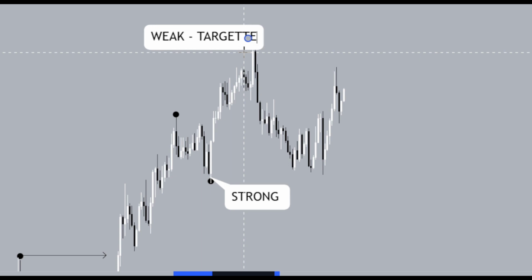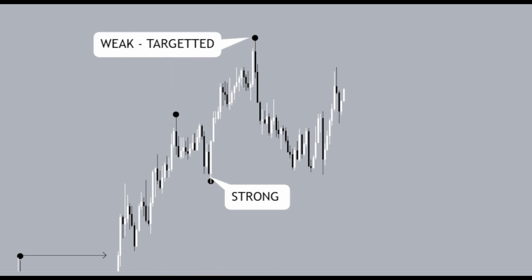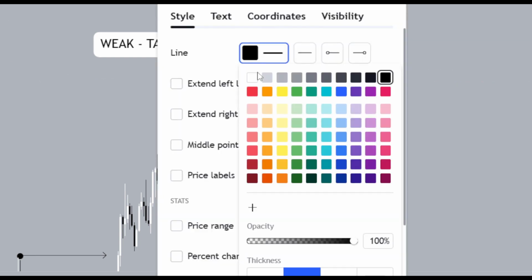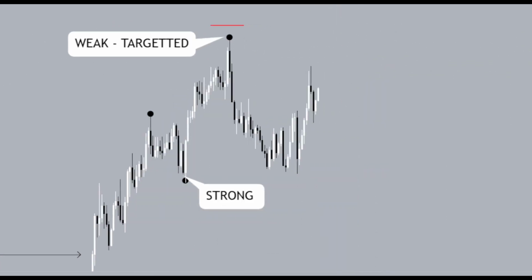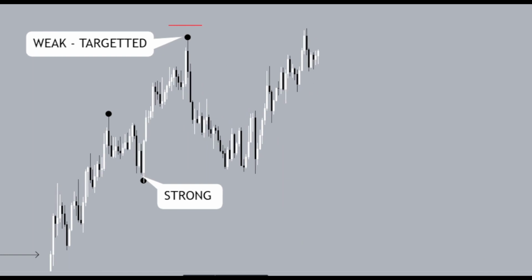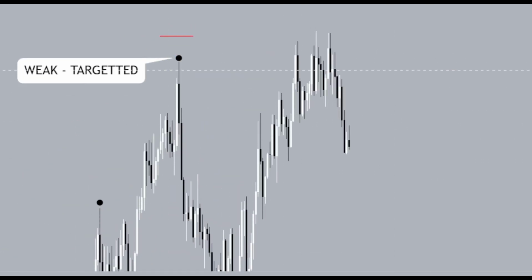Now, I've asked this to my students before, and usually the top students get this right. Why is a weak structure a targeted structure? Well, it's simply because above every weak structure is a liquidity pool, right? So a weak structure is essentially a liquidity area that we look to target. So if we continue on, we can see that eventually price did go on to break structure to the upside.